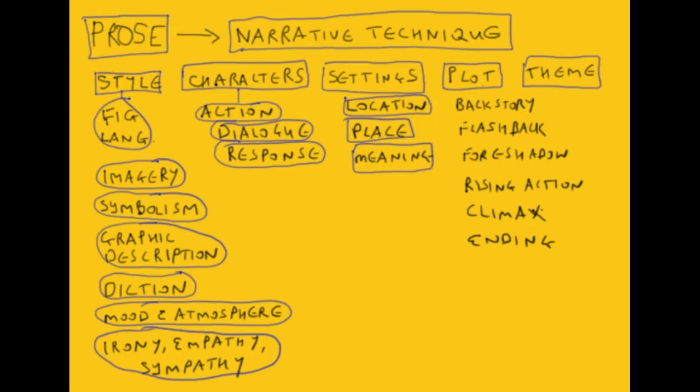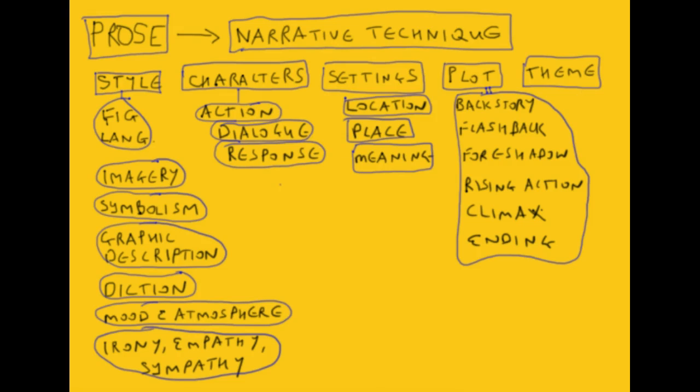The last couple, plot is how the author uses any of these particular techniques. Backstory, flashback, foreshadow, rising action, falling action, climaxes or endings or cliffhangers, and so on and so on. So the use of plot as a narrative technique to create an impact or an effect in the passage that you're reading. And then lastly, theme. Theme can be good versus evil, human versus nature, and so on and so on. So the way the author has used a particular theme in the passage that you're reading.